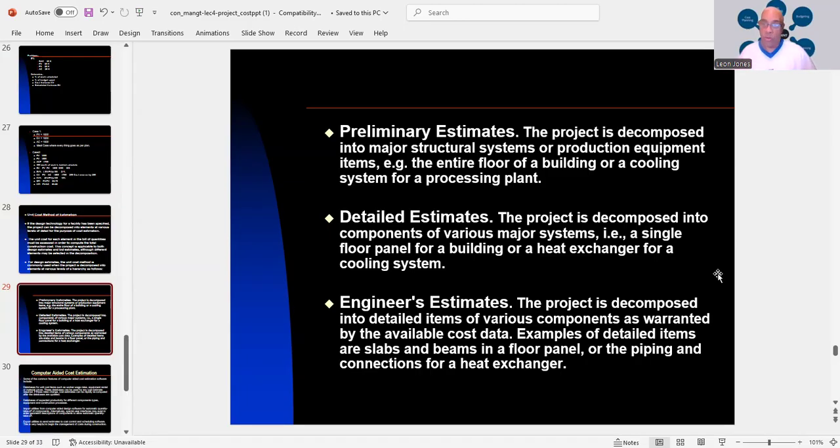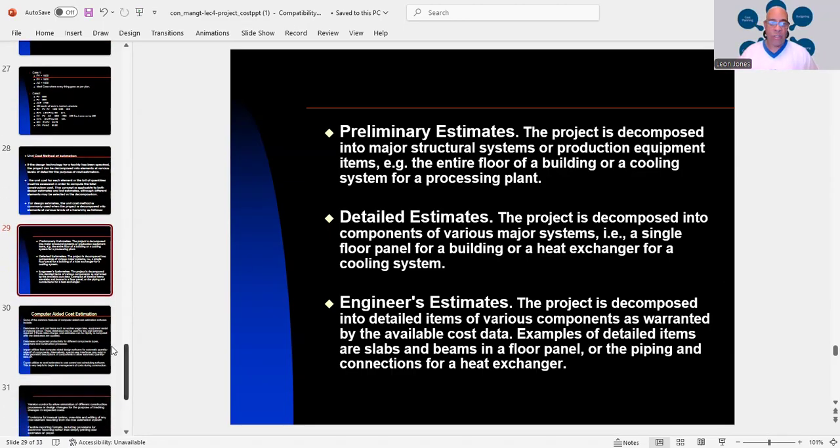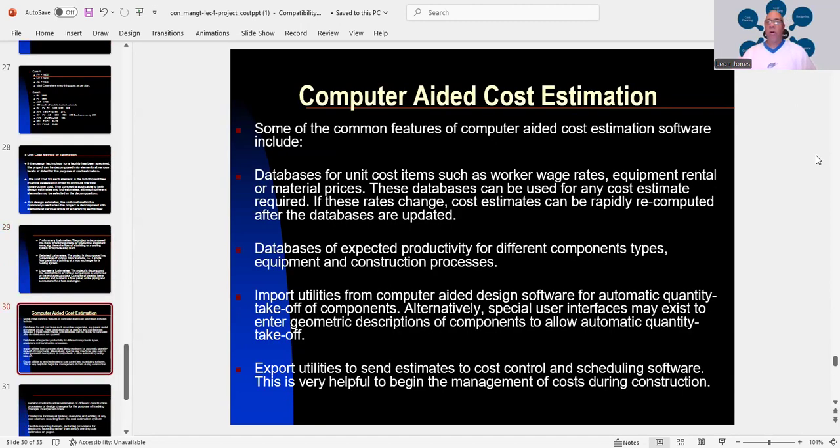And this is where you can use US means or craftsmen, or you can even look at other contracts if this project is similar to what was built in the past. So, examples of detailed items are slabs and beams in a floor panel, or the piping and connections for a heat exchanger. Then we have what we call a computer cost estimate.